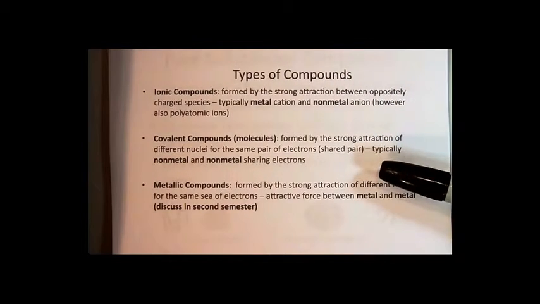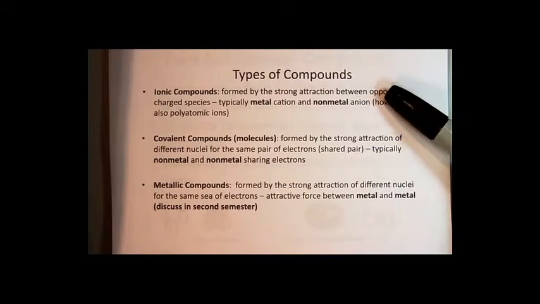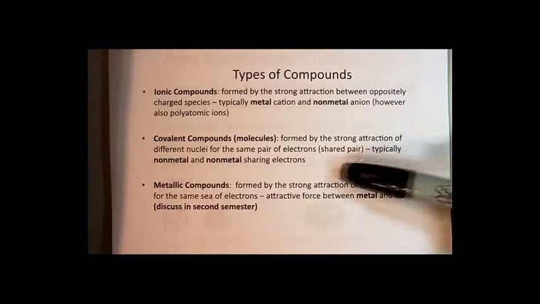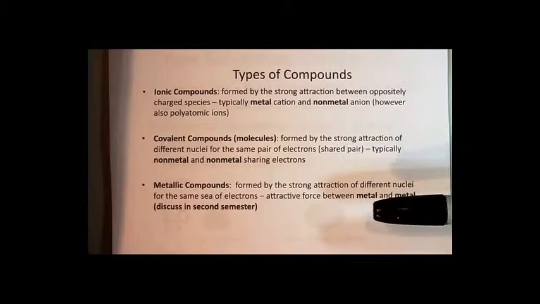The covalent compounds are also called molecules. By the way, ionic compounds are always referred to as compounds. Covalent compounds are called molecules. The word molecule is indicative of the fact that the atoms are held together by covalent bonds, and so they're formed by the strong attraction of different nuclei for the same pair of electrons.